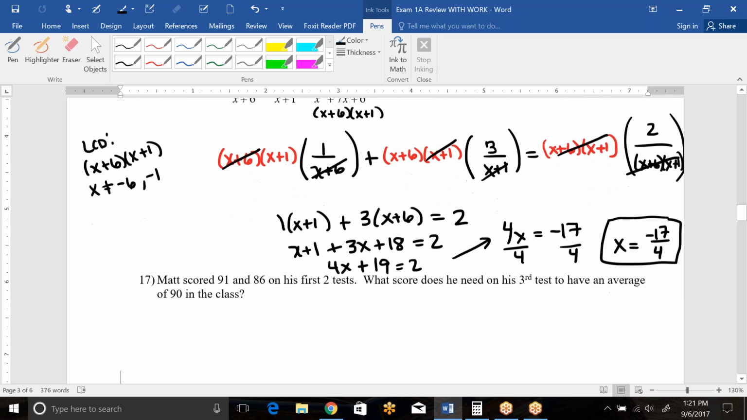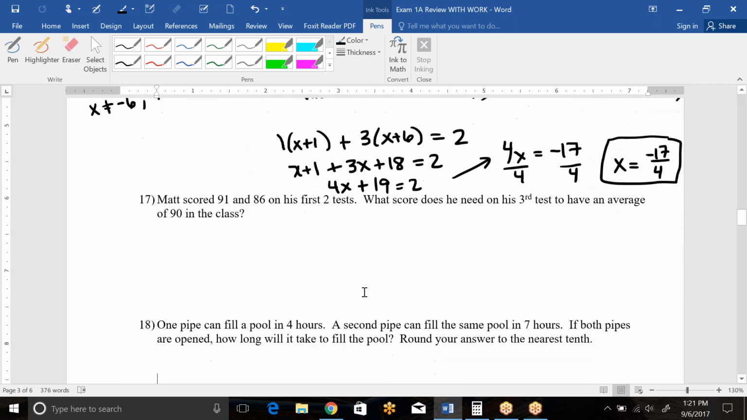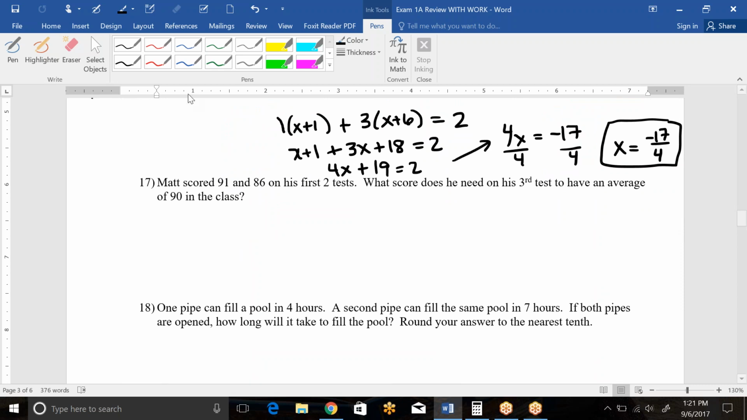All right, let's look at 17. This is an average problem. It says Matt scored 91 and 86 on his first two tests. What score does he need on his third test to have an average of 90 in the class? To take an average, remember we add the tests together. So he has the first test plus the second test plus the unknown third test. So X is standing for score on the third test.